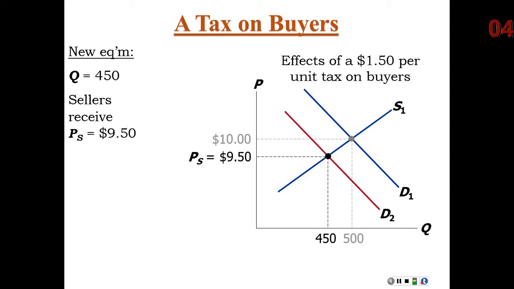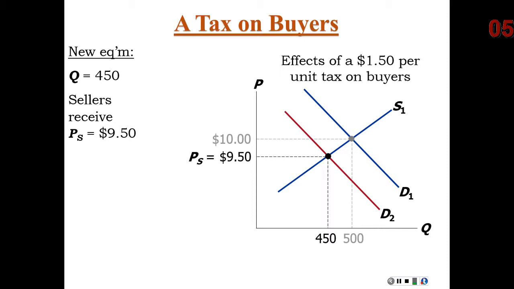In other words, the new price on the sign when you walk into a pizza place, the price used to be $10. Now on the menu it says $9.50. Why? Because sellers recognize that there's less demand for their product because of the tax. Now that's the price sellers receive. That's the new price in the market. That's the equilibrium price.